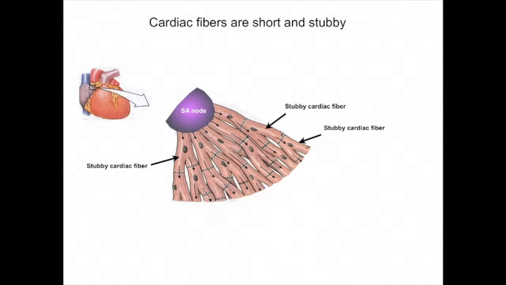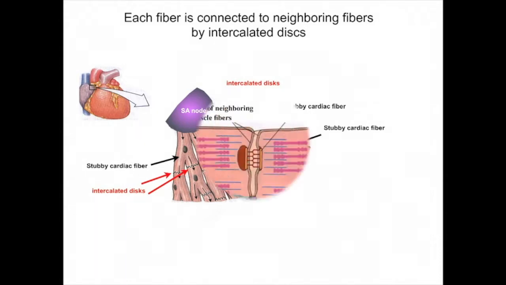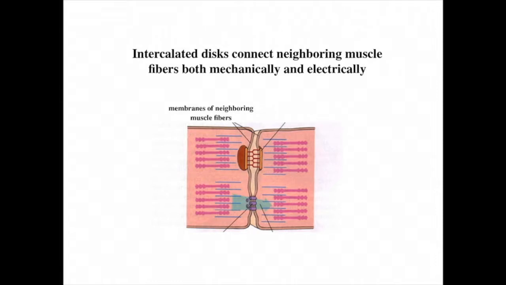The second point is that unlike skeletal muscle fibers, each cardiac fiber is connected or joined to neighboring fibers by a structure called an intercalated disc. Each intercalated disc is shown as a jagged line separating individual cardiac fibers. The intercalated discs are fundamentally important because they connect neighboring muscle fibers both mechanically and electrically.